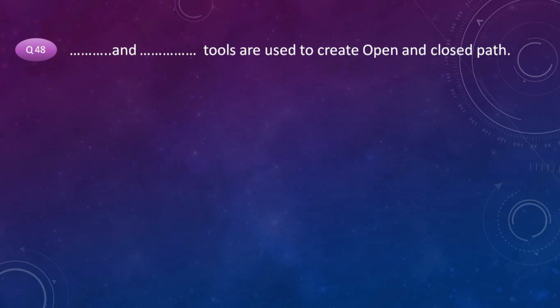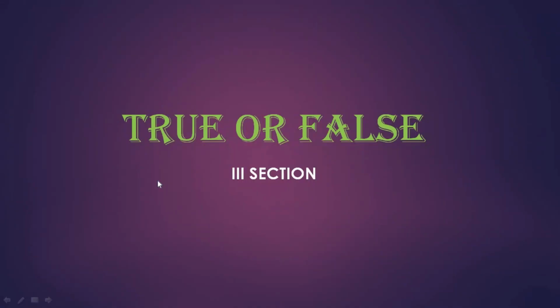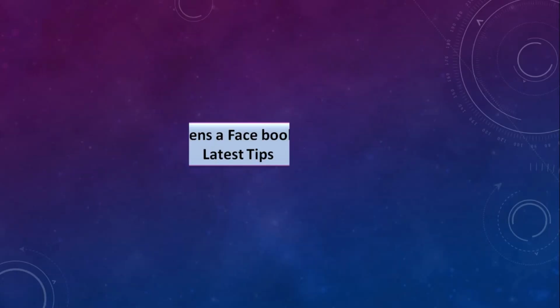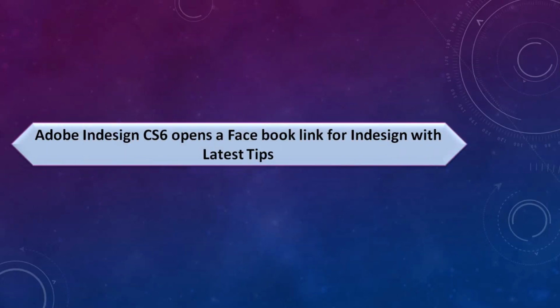Dash and dash tools are used to create open and closed path. The answer for these questions: pen and pencil tools are used to create open and closed path. Next session we have true or false. Here comes the first question.